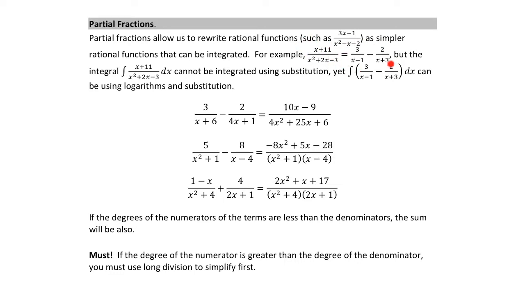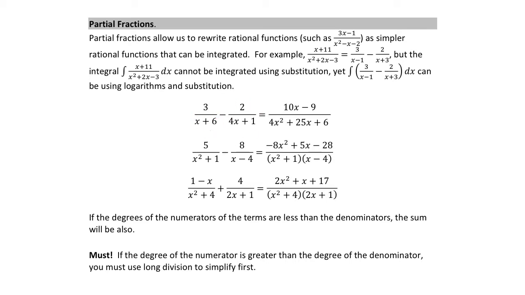the difference of two rational functions with a linear denominator instead. Each of those then can be integrated using substitution and logarithms. Okay? So I want to look at a couple of different instances of combining these rational functions and make some observations. I have 3 over x plus 6 minus 2 over 4x plus 1.